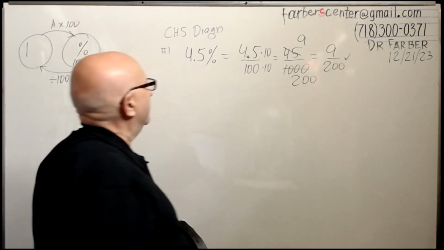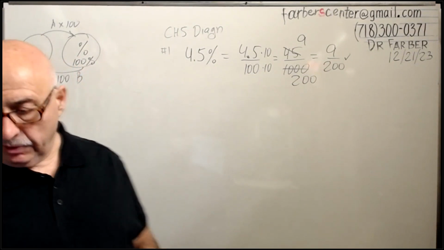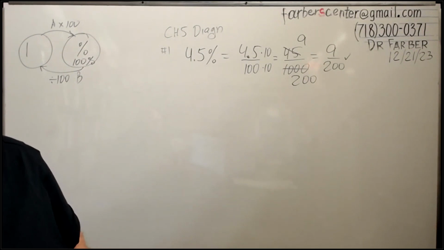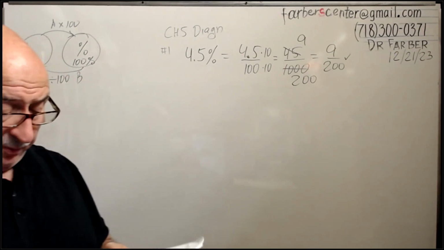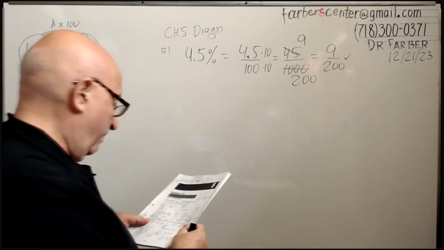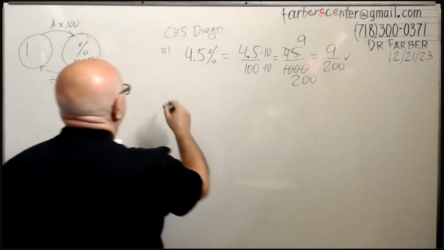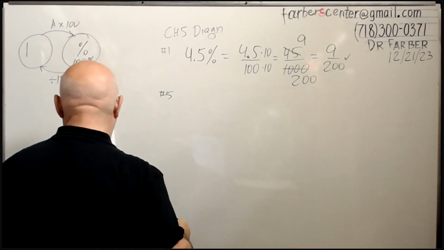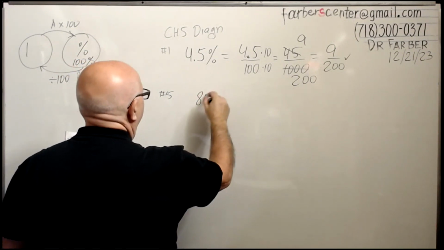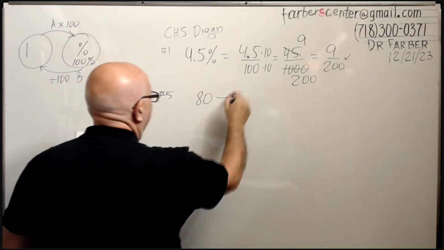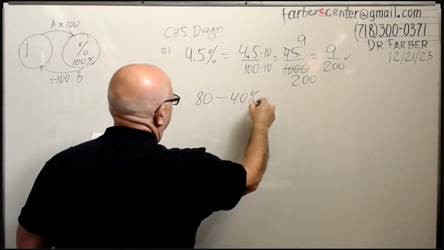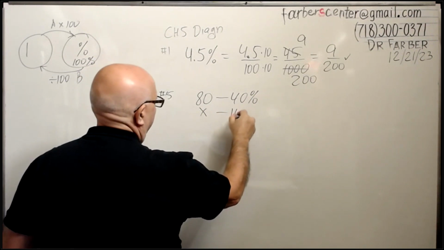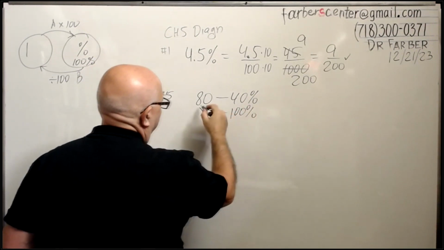This is number 1. If you have a question, ask me. But you ask it, I try to explain. Number 5. 80 is 40% of what number? I have no idea. But number under number.